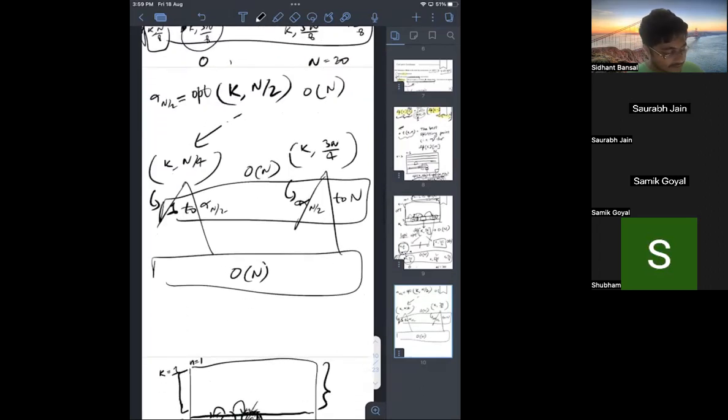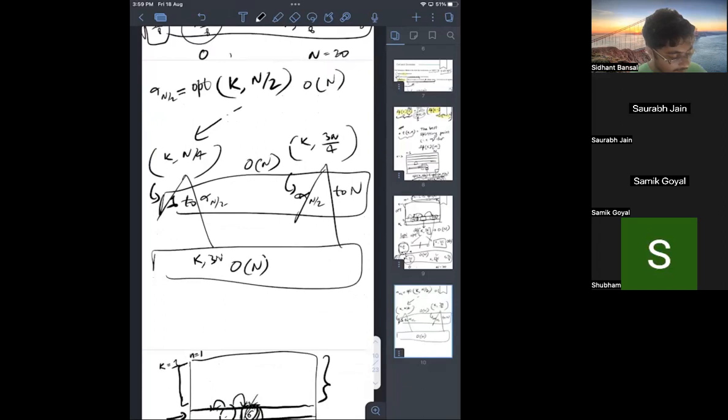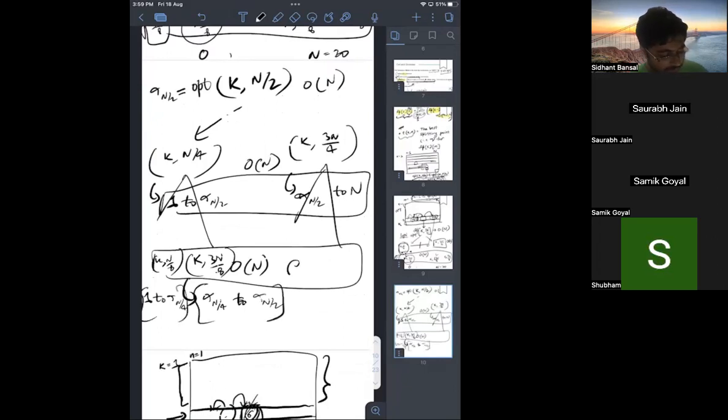Because in the next layer, take the example k 3n by 8. In this case, you'll be looping over alpha n by 4 to alpha n by 2. And in the k n by 8, you'll be looping over 1 to alpha n by 4. And in the next guy, whatever that guy is, we'll be looping over alpha n by 2 to alpha 3n by 4, and so on. So total range will be again order n. And you'll have at most log n such layers.